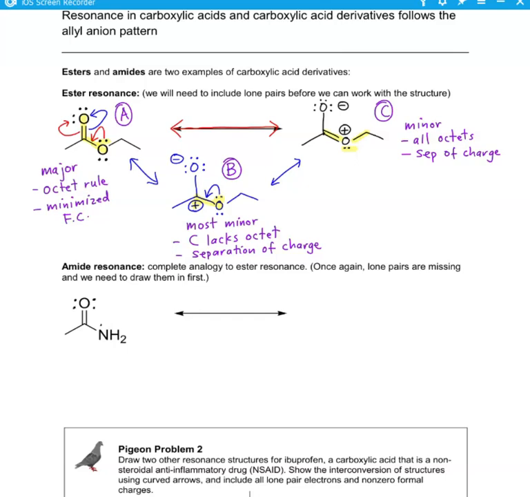Let's do this exercise for the amide. So again, we have to put the lone pairs in. This is good practice. And then we recognize that we have an atom with a lone pair directly adjacent to a double bond. And so we use the same moves that we do for the allyl anion. What I'm showing you is going to be true for all the carboxylic acid derivatives, carboxylic acids themselves, and really any case where you have a lone pair on an atom that's next to a double or triple bond.